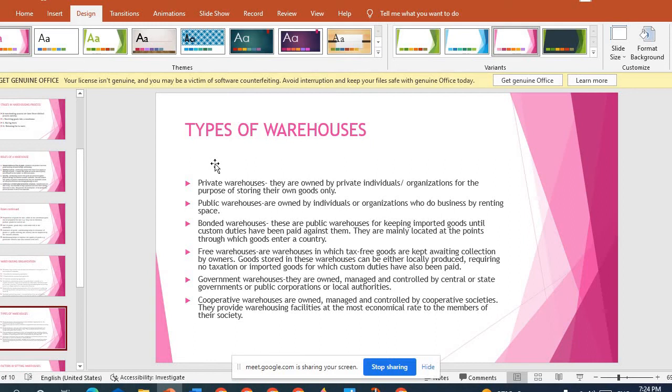Then we have free warehouses. These are warehouses in which tax-free goods are kept awaiting collection by the owners. Another type is government warehouse. They are owned, managed, and controlled by central or state governments or public corporations. Then lastly, we have cooperative warehouses, which are owned, managed, and controlled by cooperative societies.